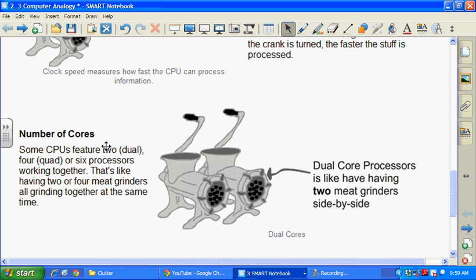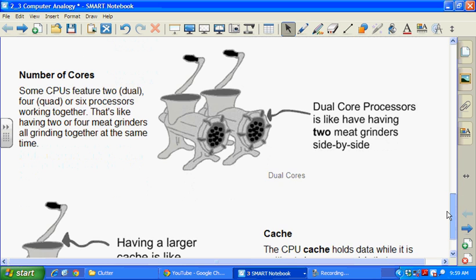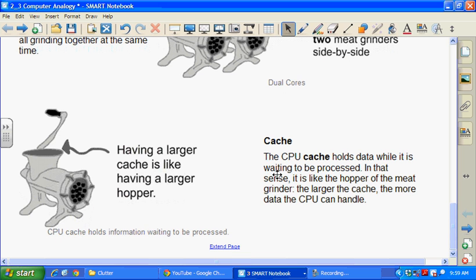Number of cores. Some CPUs feature dual or quad or 6 processors working together. That's like having 2 or 4 meat grinders all grinding at the same time. Dual core processors is like having 2 meat grinders. Having a larger cache is like having a larger hopper. So a bigger hopper allows you to process more at the same time.